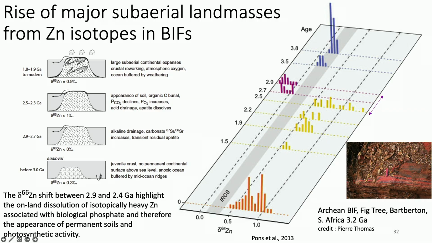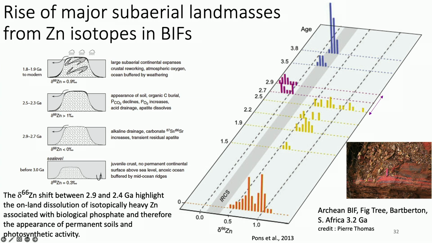We have also, in another context, a worldwide analysis of the banded iron formation. Here that's from South Africa, Barberton. This picture is a BIF from 3.2 billion years old. And again, Pons and collaborators, so Marie-Laure gathered a lot of banded iron formation from all around the world. She did the zinc isotope analysis through time. So here we're at the Archean limit, and we're going to modern time.